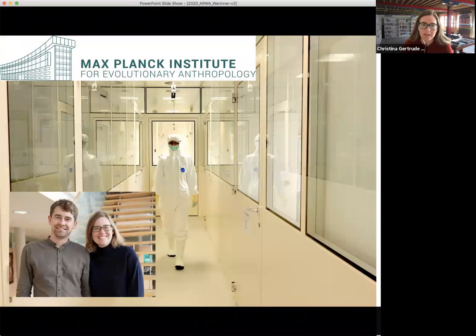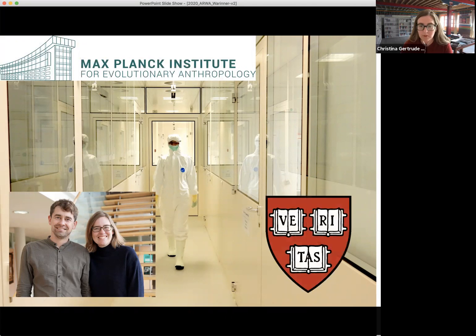Now, as Ben mentioned, I have my shoes in two places. So I'm a group leader at the Max Planck Institute for Evolutionary Anthropology, where I work closely with Johannes Krause. And most recently, I joined the faculty at Harvard, where I am now an associate professor. And so I have labs in both places and do work in both locations. I'm currently in Boston right now, but I'm going to be traveling back to Germany for a year-long sabbatical later next month.